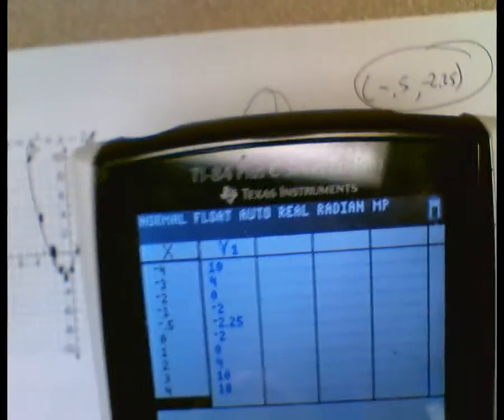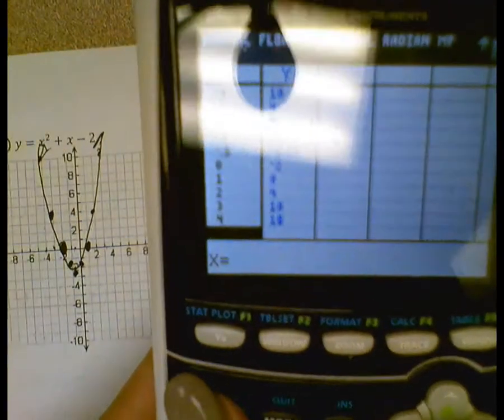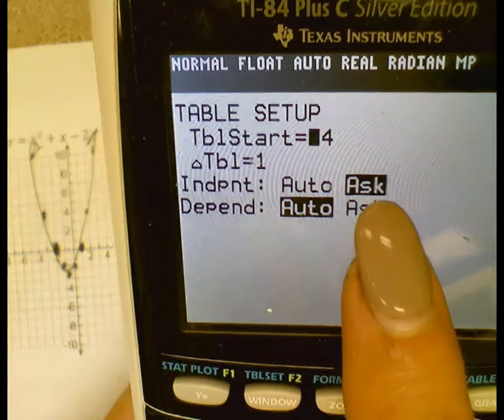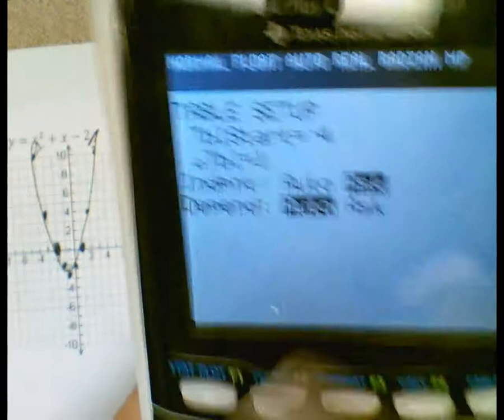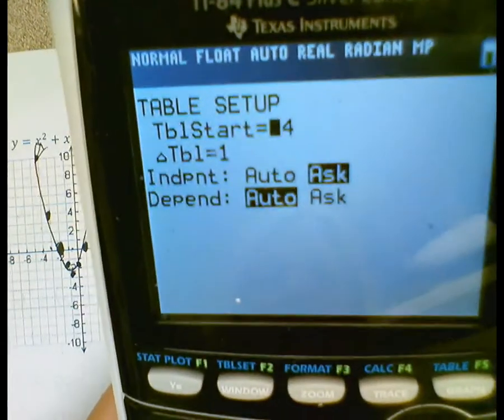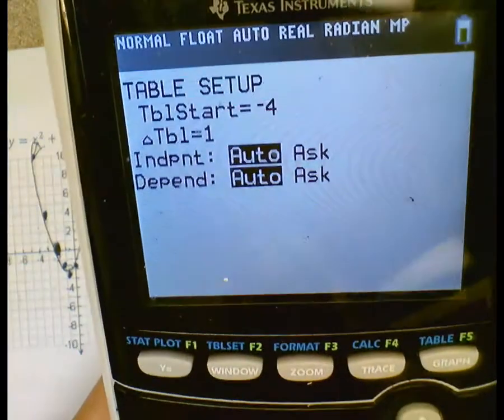So that again is from second window, there's an auto key. If you take that independent and go to ask, you can ask it anything you want by pressing enter on ask, press second graph, and then you can punch anything you want. But you do have to remember to go back to this and turn it back to auto, because if not, then you're never going to get a t-table.